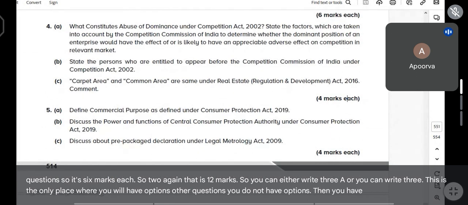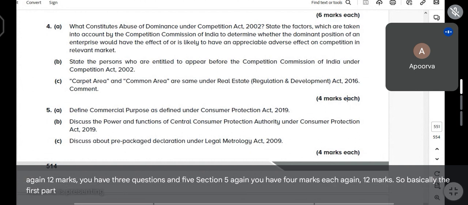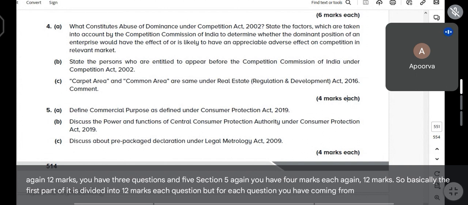Then you have 4 marks each. So again, 12 marks. You have 3 questions. And section 5, again, you have 4 marks each. Again, 12 marks. So basically, the first part of it is divided into 12 marks each question, but for each question, you have questions coming from 3 different particular chapters.